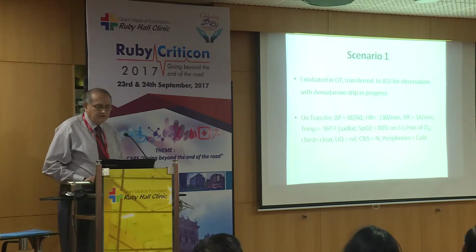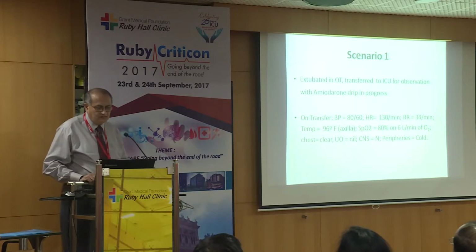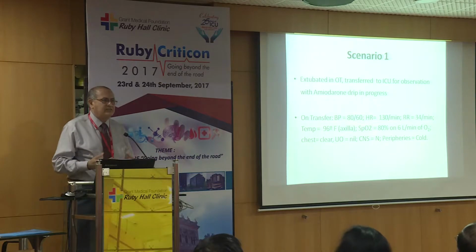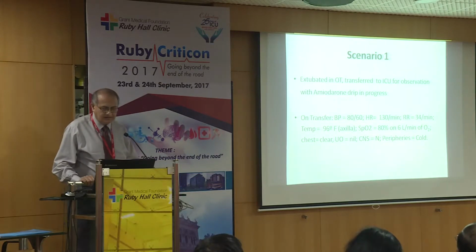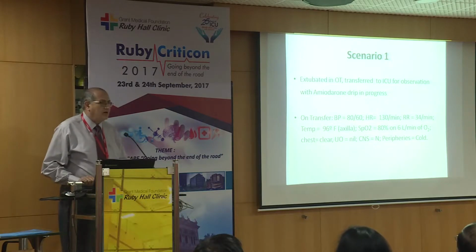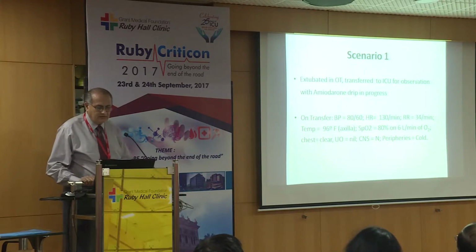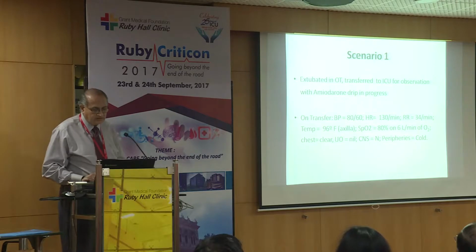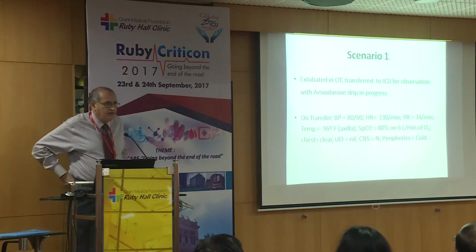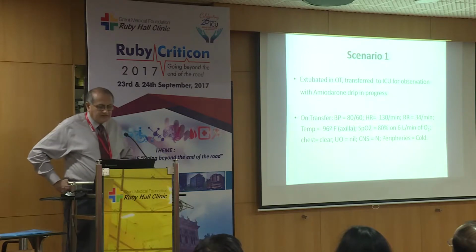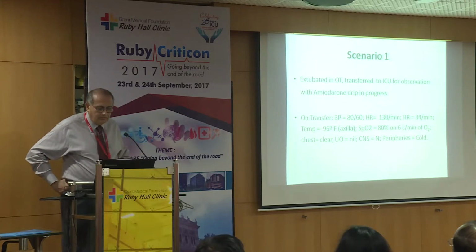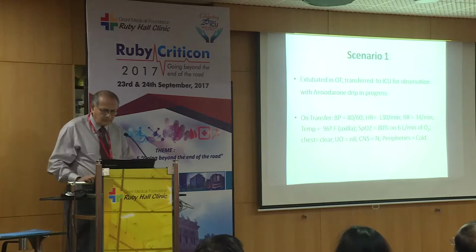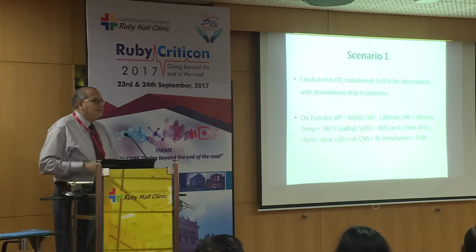Now, in the operation theatre, everything was going extremely well, so he was extubated in the operation theatre and transferred to the ICU for observation with the amiodarone drip in progress. When the patient was received in the ICU, the receiving nurse found that the blood pressure was 80, the heart rate was 130 per minute, respiratory rate was 34, temperature was slightly low, 96 degrees, and SpO2 was 80% on 6 liters of oxygen. The chest was clear when the houseman, the resident intensivist, was called immediately. He asked for urine output, and there was nothing in the bag. Neurologically he was normal, but the peripheries were icy cold.